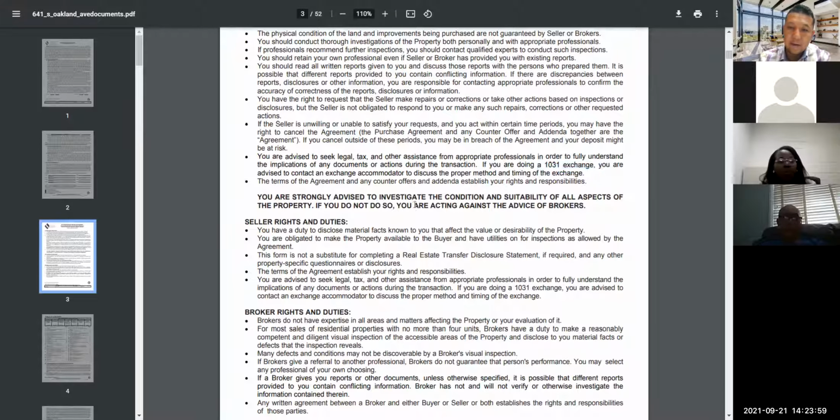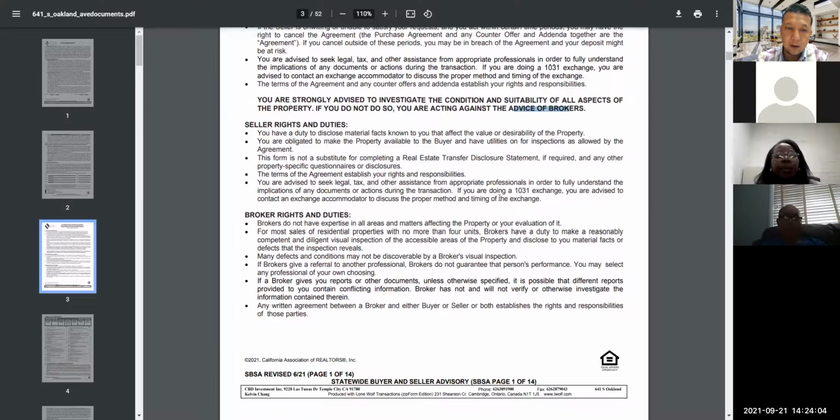So you are advised to investigate the condition and all aspects of the property. If you're not doing so, you are acting against the advice of brokers. The seller has the duty to disclose material known defects and facts about the property or its desirability. You are obligated to make the property available during the inspection period and have all the utilities on. They've got to prepare the transfer disclosure statement and answer all the specific questionnaires in their entirety. They shouldn't leave areas blank or skip questions because they didn't know the answer. They've got to fill the whole thing out.